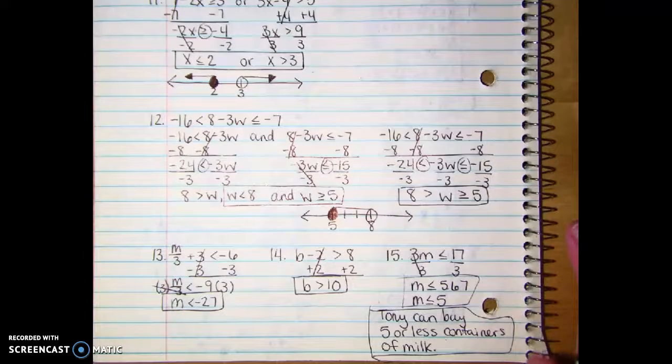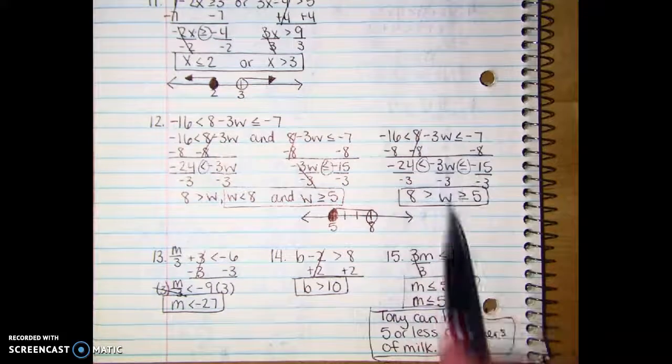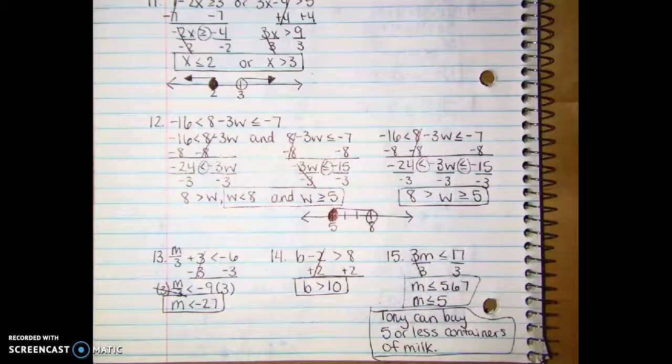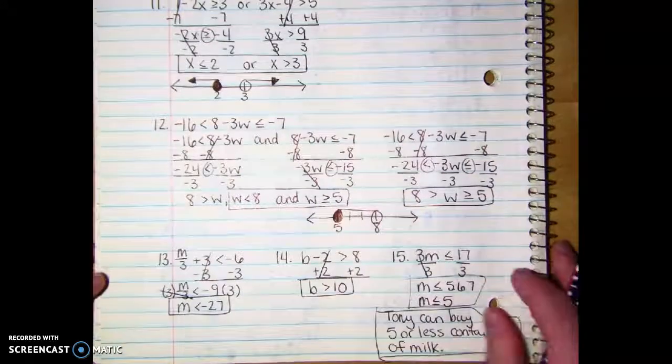12 was another and problem. Here is where I split it into 2 problems, and here is where it's just 1. So depending on which method you use, you can go ahead and check your work. Less than 8 is going left, greater than or equal to 5 is going to the right. So it is and it works.